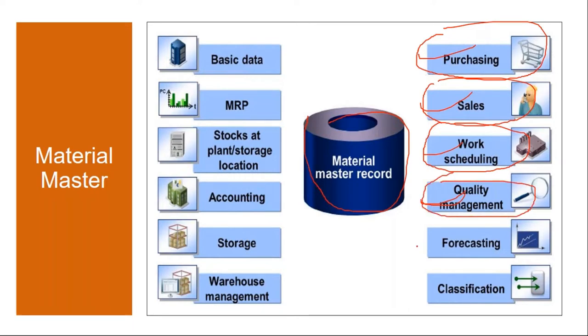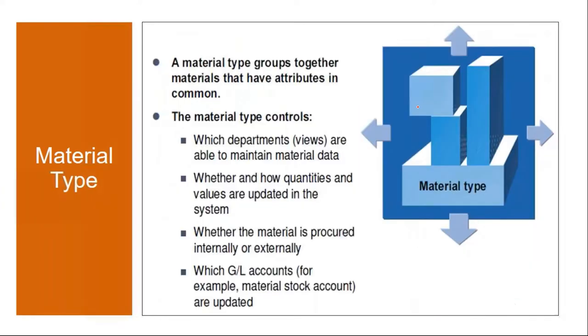Planning people maintain their data in the forecasting and MRP views. Most important, finance people will maintain their data in the accounting view. Warehouse people will maintain their data in the warehouse management and storage views. And of course, basic data is common for all. So what you need to understand here is that each department within the company will maintain their department-specific data in their respective views. So that's one. Now let's move on.